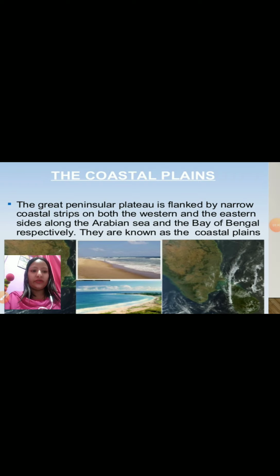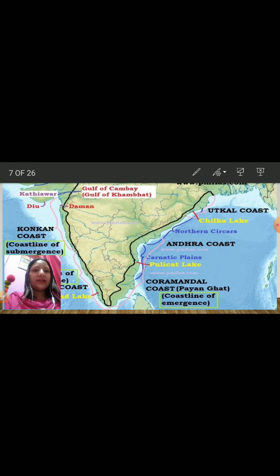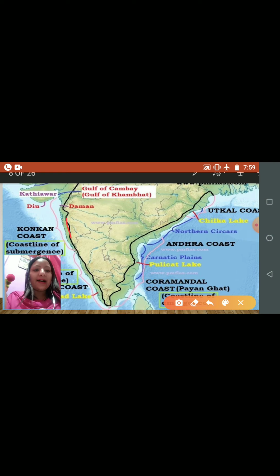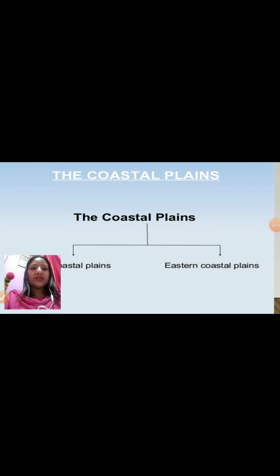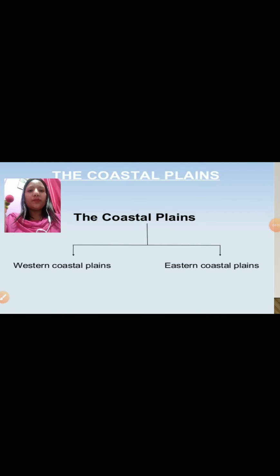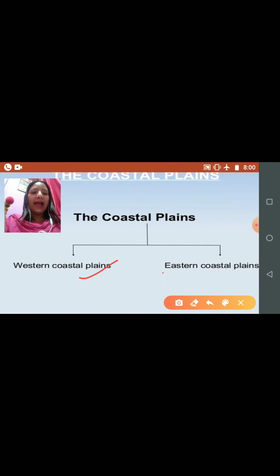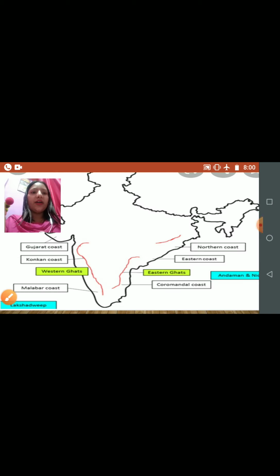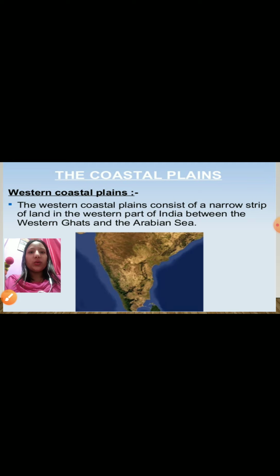Now let's have a look at another physiographic division, the coastal plains. The coastal plains of India lie between the Western Ghats on the western side, and the Eastern Ghats on the eastern side, of the peninsular plateau. The coastal plain is divided into two parts, the western coastal plain and the eastern coastal plain. First we will see the western coastal plain.